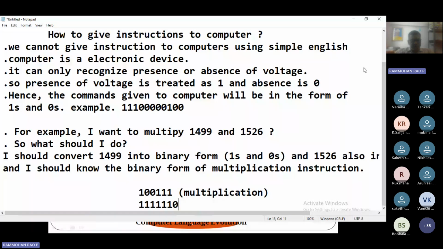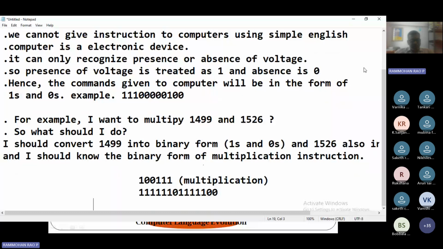It's not 8. It's all ones and zeros. Let us assume that is the binary code of my first number, and this is the binary code of my second number. So if I want to tell the computer to multiply 1499 and 1526, I should remember the binary code for multiplication. I should know the binary form of 1499, and I should know the binary form of 1526. You understood the point.